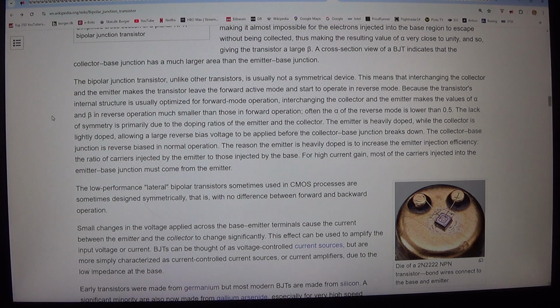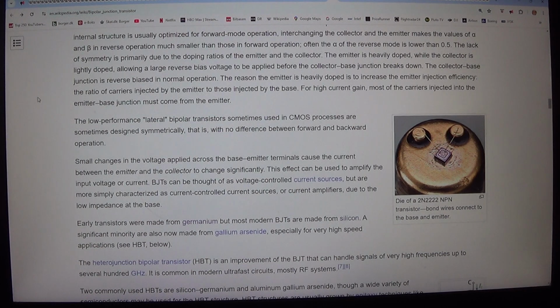The reason the emitter is heavily doped is to increase the emitter injection efficiency, the ratio of carriers injected by the emitter to those injected by the base. For high current gain, most of the carriers injected into the emitter-base junction must come from the emitter. The low-performance lateral bipolar transistors sometimes used in CMOS processes are sometimes designed symmetrically, that is, with no difference between forward and backward operation.